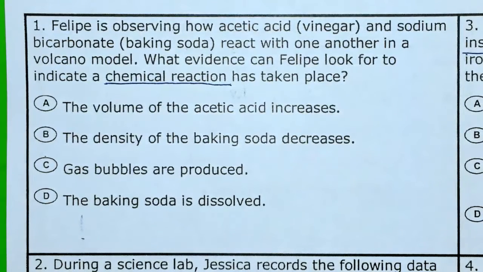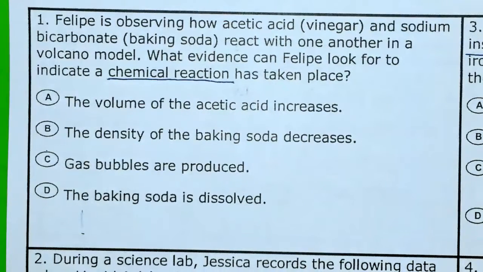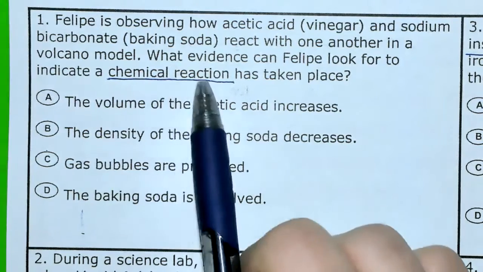Now, maybe in a laboratory setting, really carefully you could try, but it's going to be very difficult to get back your original substance, and in most situations you cannot. So number 1, Felipe is observing how acetic acid, or vinegar, and sodium bicarbonate, or baking soda, react with one another in a volcano model. If you ever created a volcano as a science project, this is just what we're talking about here. So what evidence can Felipe look for to indicate a chemical reaction has taken place? So the key word there, guys, is chemical reaction.